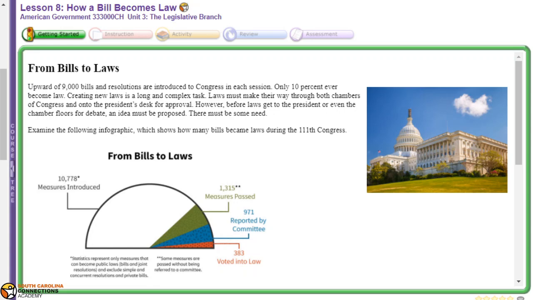Students, what's going on? American Government, Unit 3, Lesson 8. We are flying through this year. It is almost October. It is fall, and here we are. How a bill becomes a law.